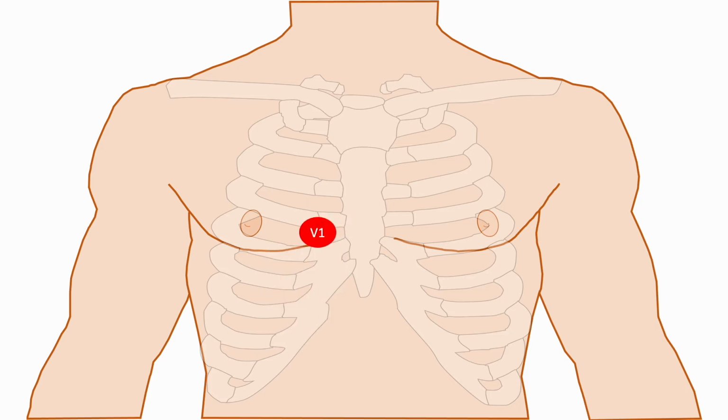Again, V1 will be placed on the right 1 inch from the sternum and V2 will be placed on the left. We will skip V3 for now and place V4, blue.